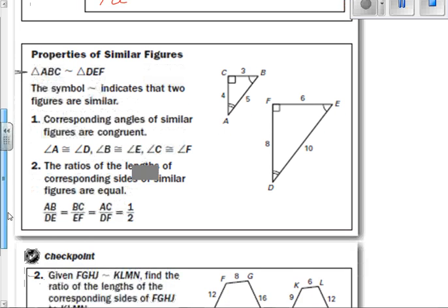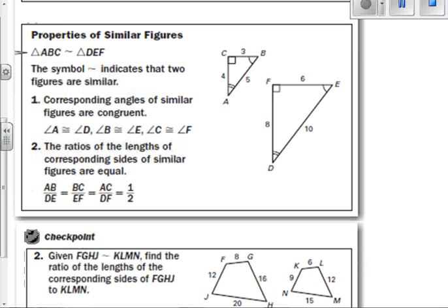Okay, properties of similar figures. Here you go. Properties of similar figures. This right here is what we call a similarity statement, if you will. It's a key to a puzzle. It's your decipher for a code, if you will. They're telling you the triangle, that little symbol right there just means triangle. There's your similar symbol right there. So it's saying triangle ABC is similar to triangle DEF. So it's telling you how to line things up.